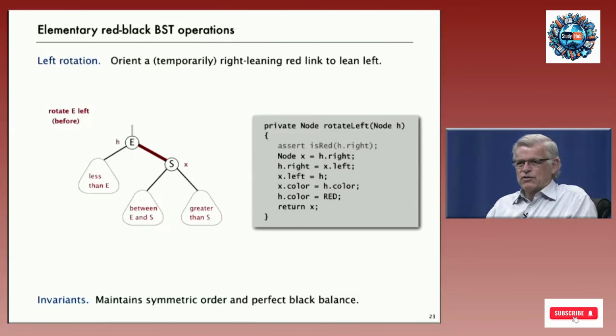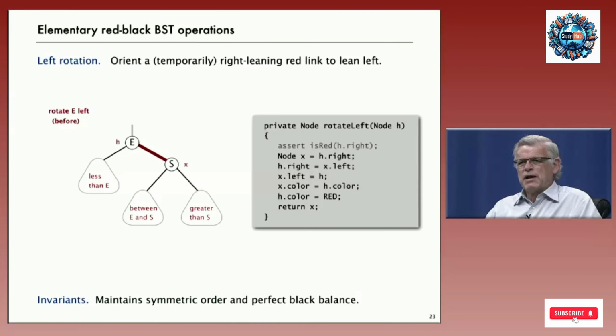All right, so now there's a couple of elementary operations that we have to perform on red-black trees called rotations. And the idea is that during the construction of a tree or during an insertion operation, sometimes we wind up with red links that are leaning in the wrong direction. So we'll need what's called a left rotation. And the job of that operation is to take a right-leaning red link that is there for whatever reason and reorient it to lean to the left.